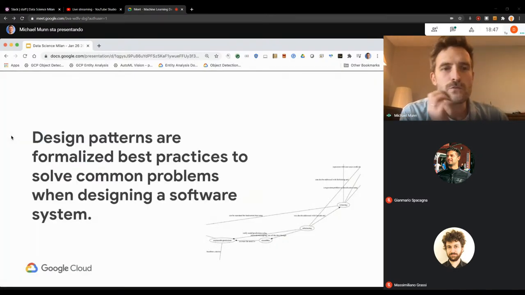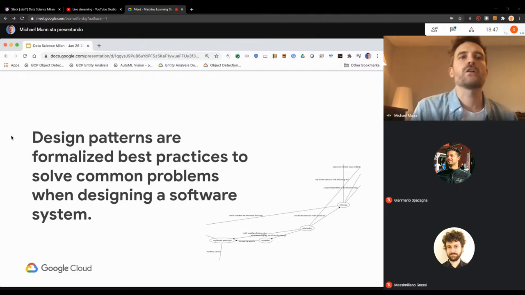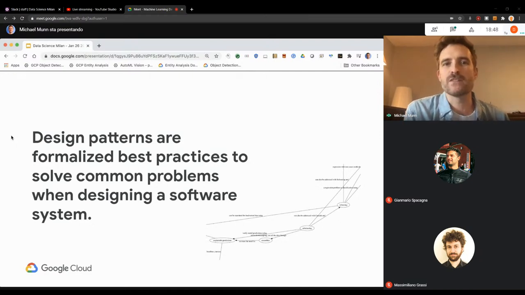So just a little bit about what we're going to be talking about. Design patterns, depending on your background, perhaps in computer software or engineering or machine learning, are formalized best practices that are used over and over again to solve common problems that show up when designing a software system. The idea of this book is that the three of us, Lak, Sara, and I, are all machine learning engineers of some sort at Google. We have a lot of experience in Google Cloud working with customers, building machine learning solutions. In doing so, you see similar design patterns to those in software showing up in building machine learning solutions.